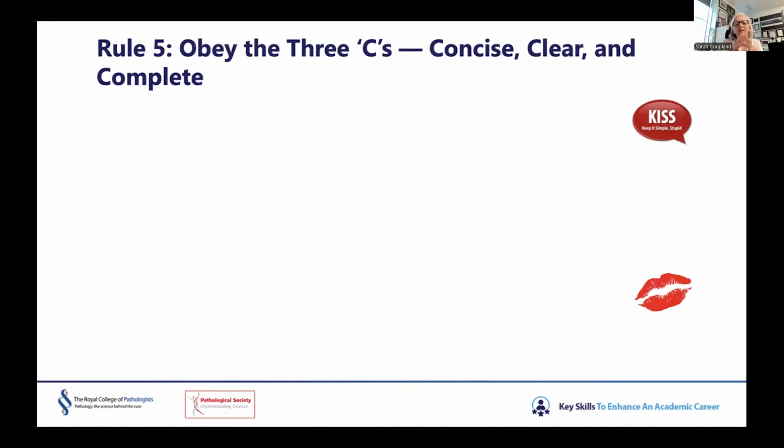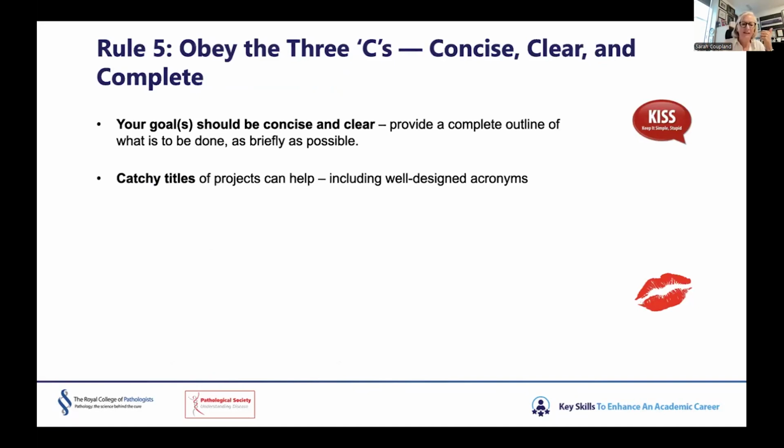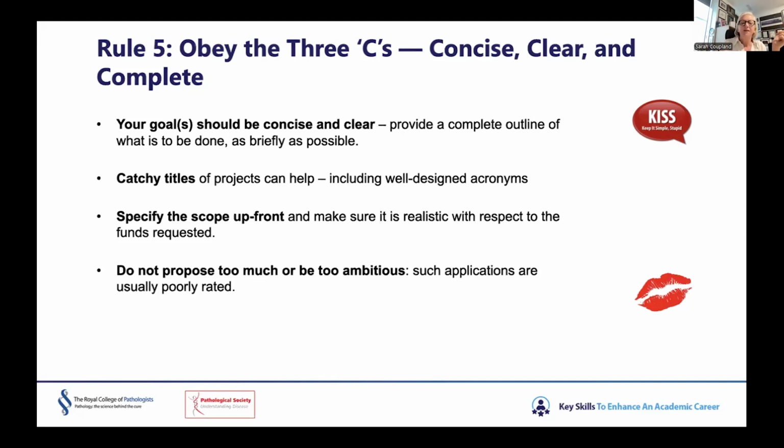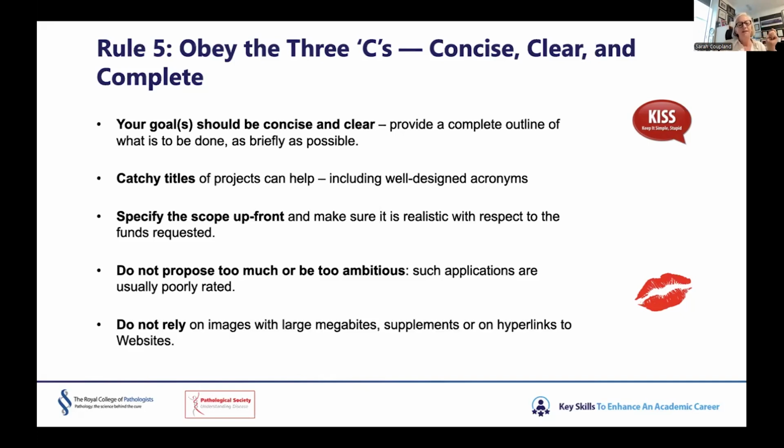So really obey the 3 C's. It should be concise, clear, and complete. So the goals, what you want to achieve, how you want to achieve them. Use catchy titles if you want. They're always good. Acronyms for a particular study can be of value. Specify what you want to achieve up front. And of course, as I said, don't be too blue sky, don't be too ambitious. They are usually poorly rated.